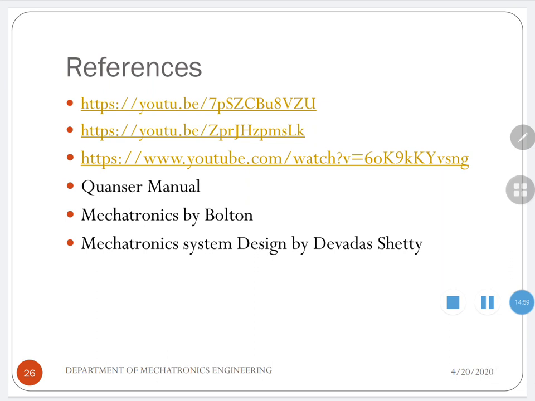So these are the references which I have taken: the manual, some YouTube links, Mechatronics by Bolton, and Mechatronic System Design by Devdas Shetty.